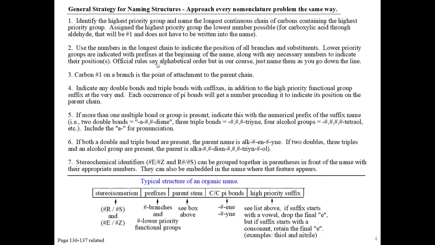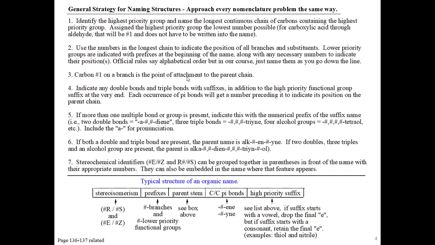Now, official rules say alphabetical order, but not in our course. In our course, just name them as you go down the line. Okay, so the first one you come to, number, name. Second one, number, name. Third one, number, name. Okay, that'll make it easier for you to name it, and it'll make it easier for me to grade it. Okay, so carbon 1 on any branches. Okay, this sometimes gets mixed up. Carbon 1 on a branch is the point of attachment.